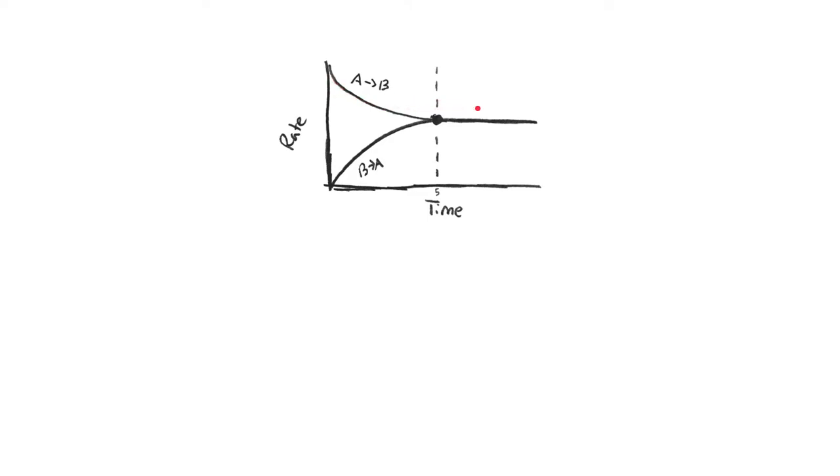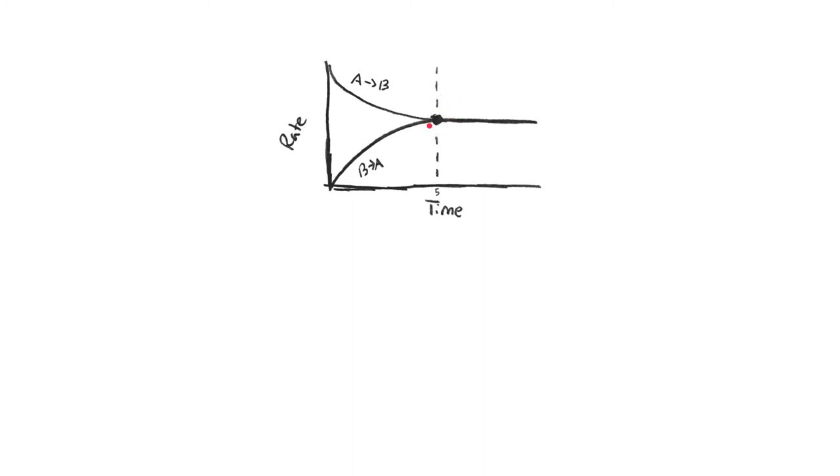Think about it. If I want my reverse reaction to go even faster, I need more B. At this point, I can't have more B because it is being consumed at the same rate that it is being produced. Same thing with my forward reaction. If I want my forward reaction to go even slower, I need less A. At this point, I can't have less A because it is being produced at the same rate that it is being consumed. This point is called equilibrium.